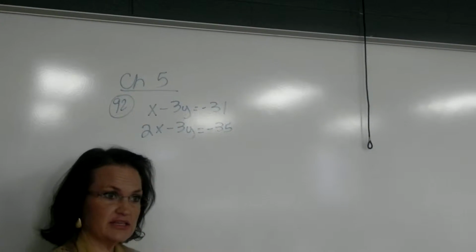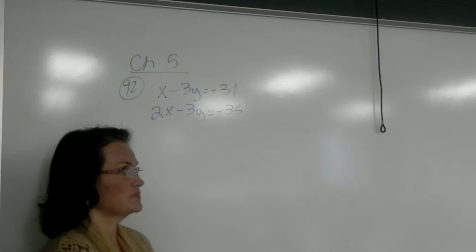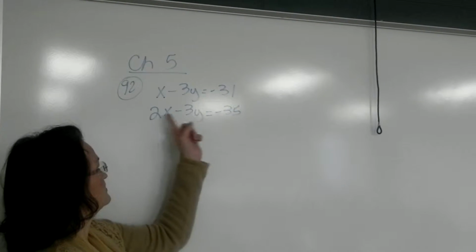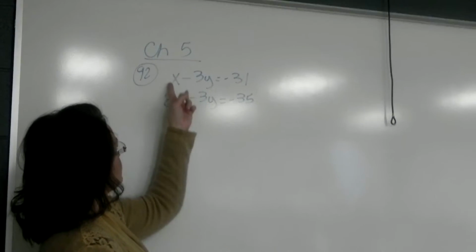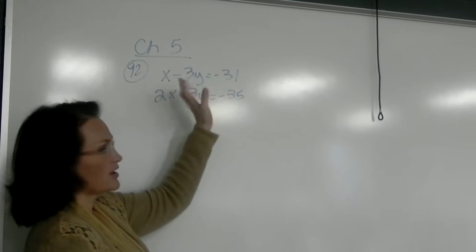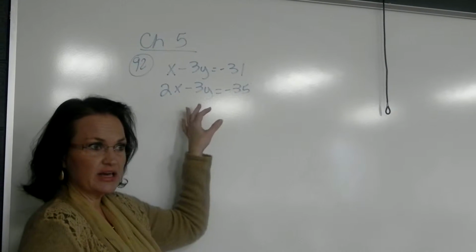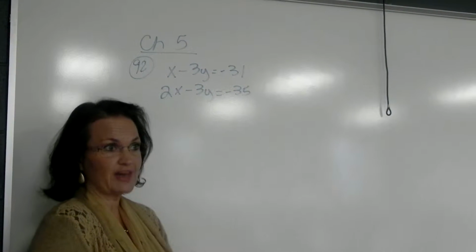Then the second method is substitution, where you solve for one of these variables. Any one will do. In this one, I would solve for this x, this 1x, by throwing the 3y across the line and then sub it into the other equation. That's substitution. That will work.